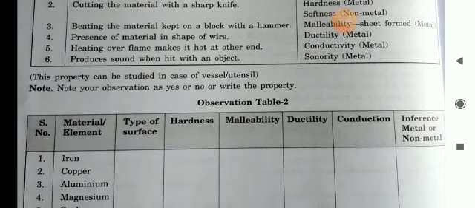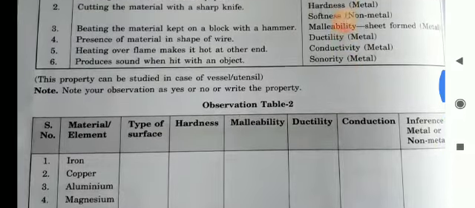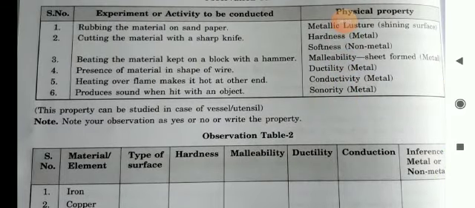Fifth, heating over a flame makes it hot at the other end. If we start heating at one end, then we can find that at the other end also it gets heated, and this property is known as conductivity. And metals are good conductors of heat, but non-metals are not good conductors, that means they are insulators.